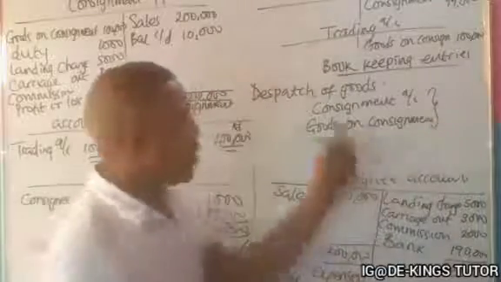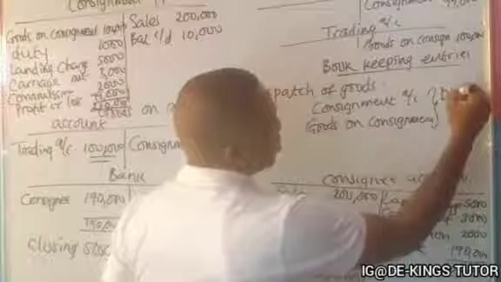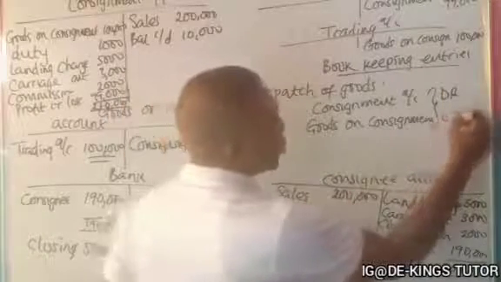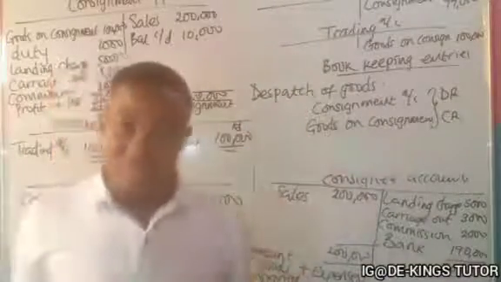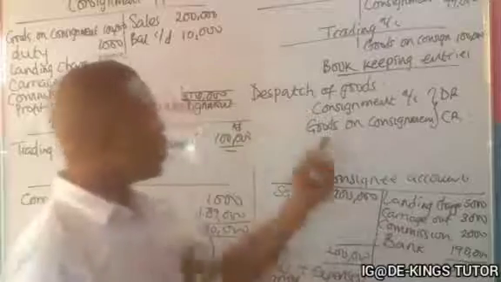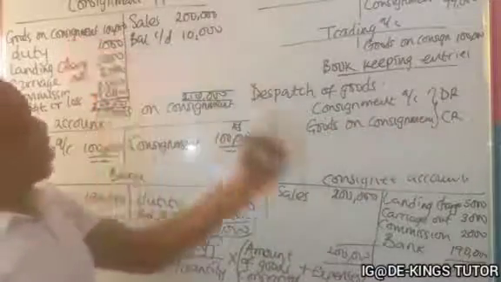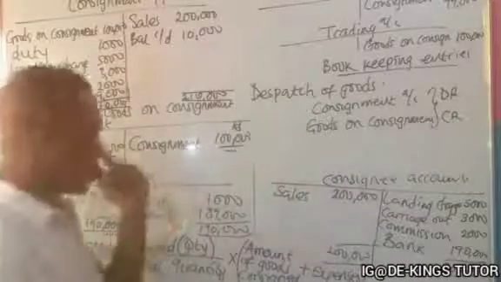Okay, now the consignment account will be debited, while the goods on consignment account will be credited. Remember, I said the first step is when the consignor sends the goods. Now, when he's sending the goods, the consignment account will be debited, which is this, and the goods on consignment will be credited, which is this. Okay, that's the first stage.